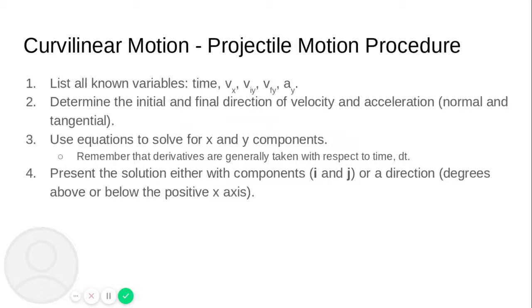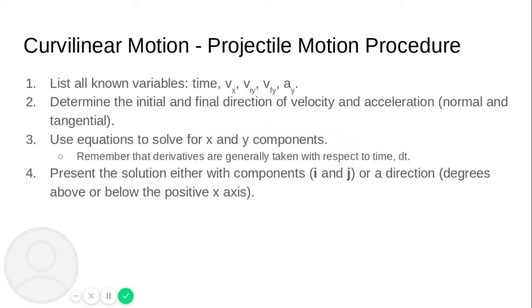For projectile motion, there is a bit of a procedure. First we should list all of the known variables: time, Vx, Viy, Vfy, and Ay, with Viy being initial velocity in the y direction and Vfy being final. We list the ones that we know and the ones that we don't know. Then we'd like to determine the initial and final direction of velocity and acceleration, so normal and tangential, not respectively, but you get the idea.